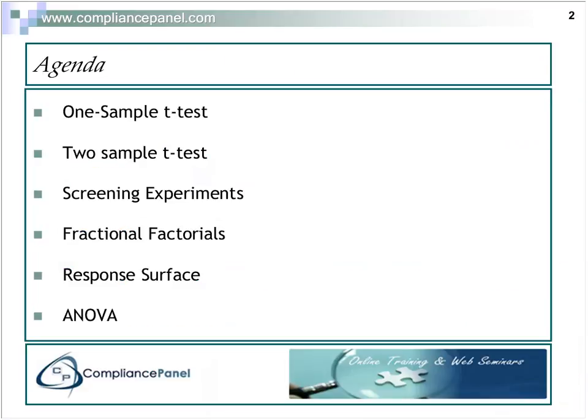What we're going to cover today is we're going to start off by talking about the beginning of analysis of variance by talking about the one sample and two sample t-test. Then we'll talk a little bit about the different types of screening designs, fractional factorial designs you can do, as well as response surface. And then we're going to close with the analysis of variance.